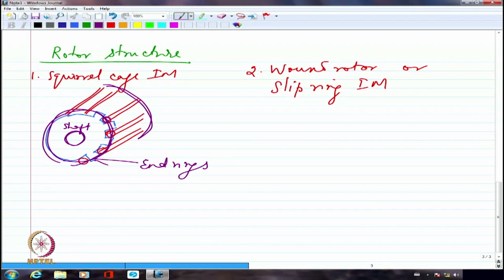No wonder it is the king of industries as of today, right? So this is the cage rotor structure. We'll look at wound rotor structure in the next class.